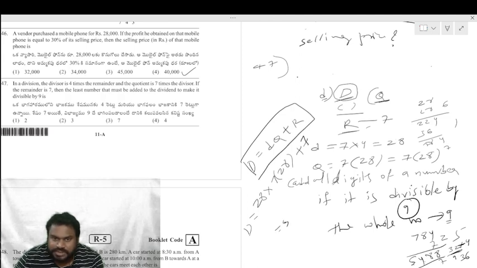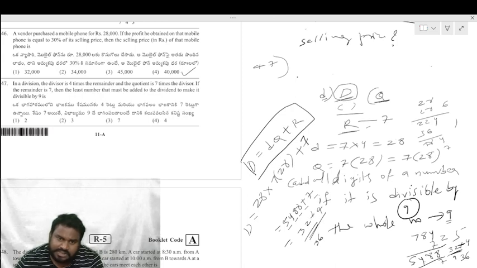So for 5488 plus 7, I have to add the digits. If I add all the digits, it becomes 32. So 32 is not divisible by 9. If I add 4, it becomes 36, and that is divisible by 9. So the least number I am adding is 4. That is the answer.